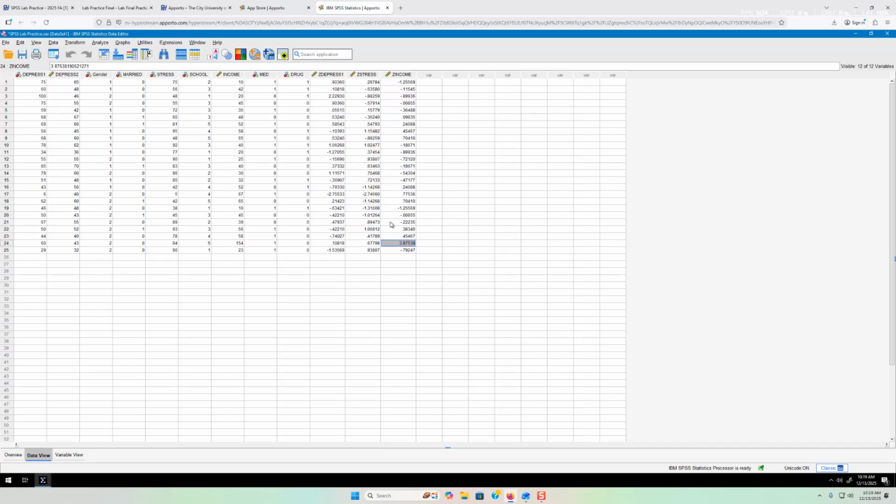So I'm just scanning these columns for large values that are greater than positive 2.58 or more negative than negative 2.58. So that's question 2.